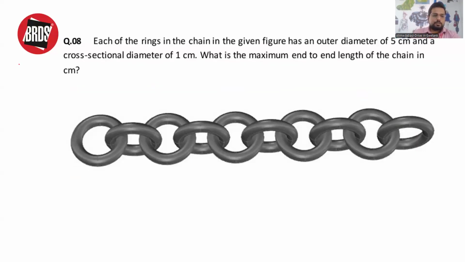Question about just doing a very simple calculation. Okay, they have said each of the rings in the chain in the given figure has an outer diameter of 5 centimeter and cross-sectional diameter of 1 centimeter. What is the maximum end-to-end length of the chain in centimeter? Okay, so the figure is already given to you showing how the chain has been created. If you want to think about any other kind of drawing also, that won't be possible. That is the maximum you could get with all these 10 rings over here.